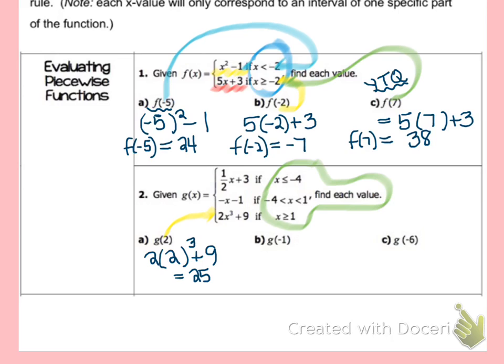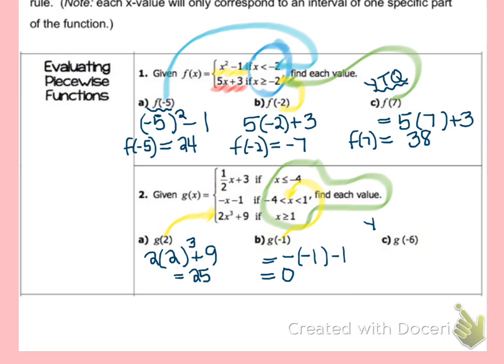Let's try one more. So g of -1. So g of -1 would actually lie in this interval right here because it's between -4 and 1. And so that means I'm going to substitute into the -x minus 1 function. So again, I'm using parentheses, so when I substitute my -1 in, it says take the opposite of it and then subtract 1. The opposite of -1 is 1, and then 1 minus 1 is 0. So g of -1 is 0.